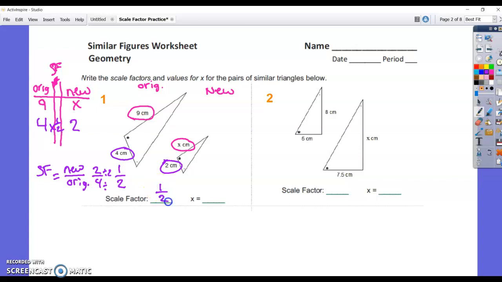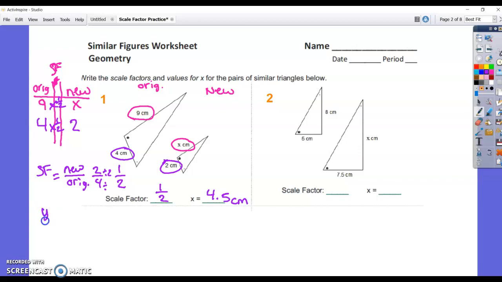Our scale factor here is 1/2, which makes sense. You can see the picture is getting smaller, so it's a reduction. So it means that it is going to be less than 1. And then we needed to find x. So we are multiplying 9 times 1/2. And so 9 times 1/2 gives me 4.5. And it's centimeters.